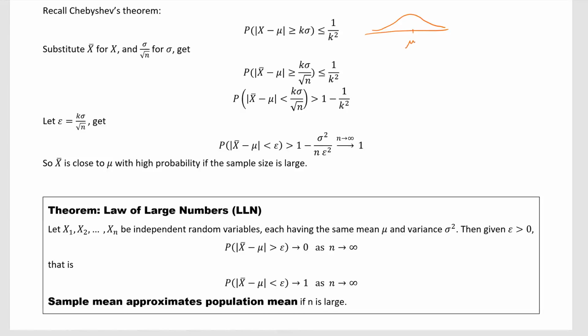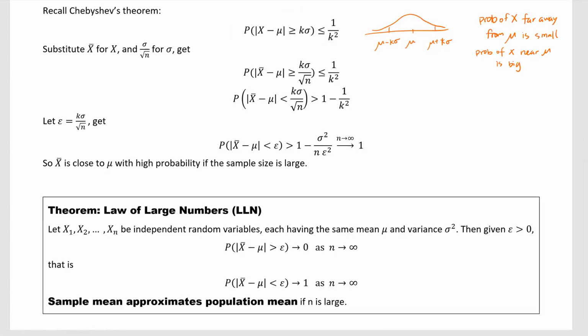We have mu in the middle, and this is mu minus k sigma. This is mu plus k sigma. So we have the probability of x far away from mu is small, right? And we have the probability of x near mu is big. Okay, so this is this one, right? The probability of x far away from the mean is small. How small? Less than or equal to 1 over k squared.